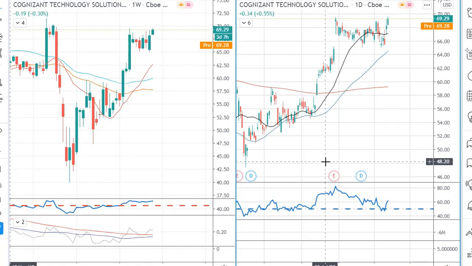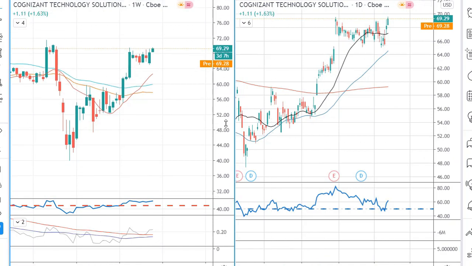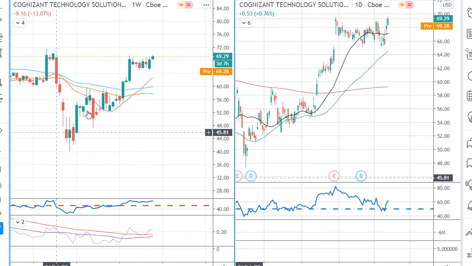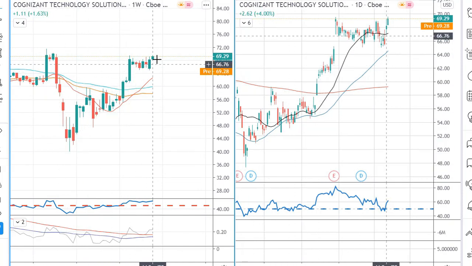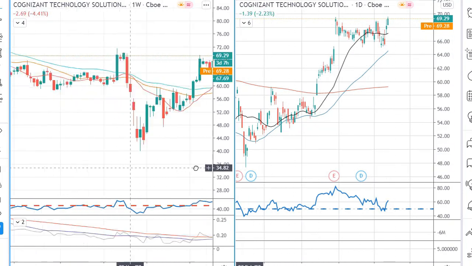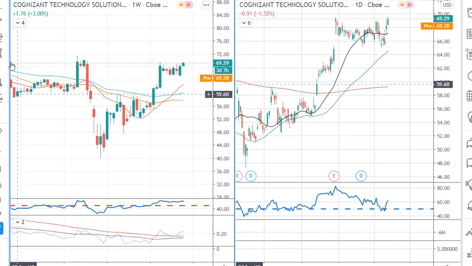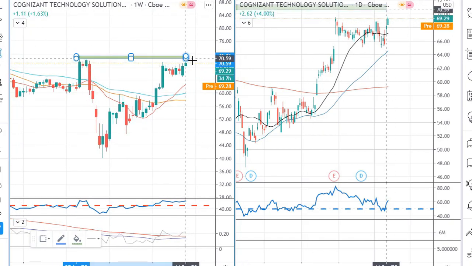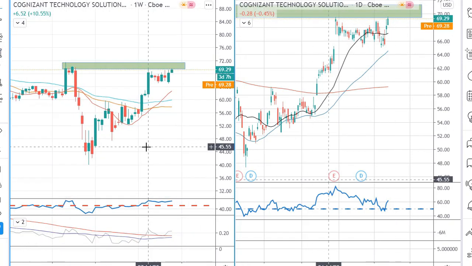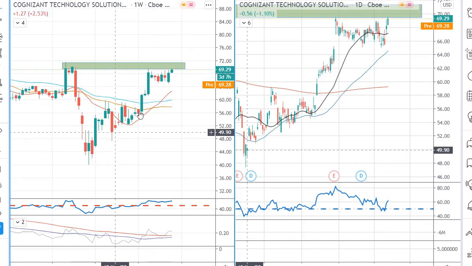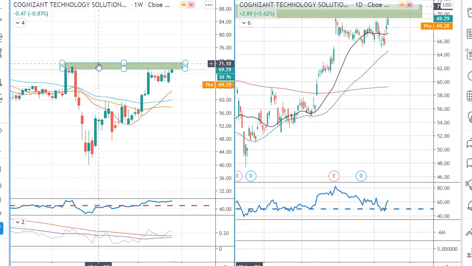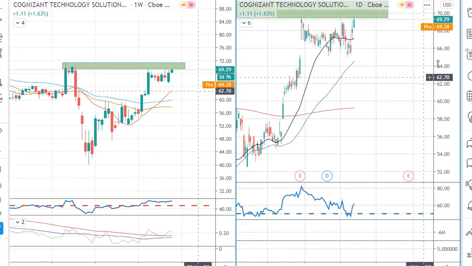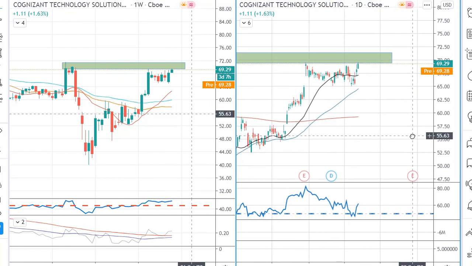Then we have this Cognizant, I think it is pronounced, Technology, and that, since March here, has been in a very nice trend. We could argue that there might be some resistance here that we should be looking for. It seems like right now, with this huge spike up from the bottom, none of these single tops have worked as resistance.